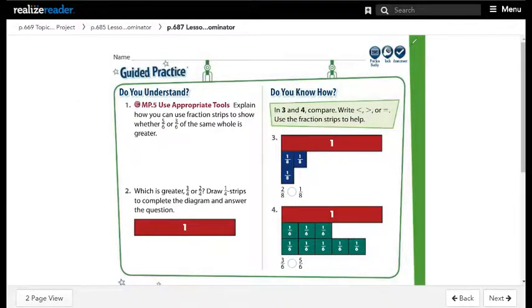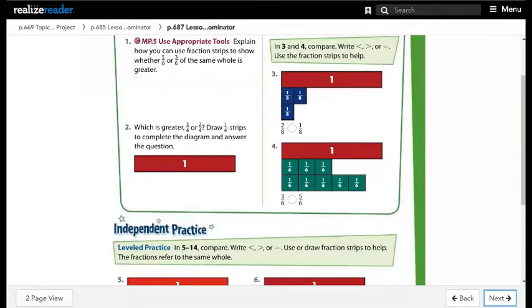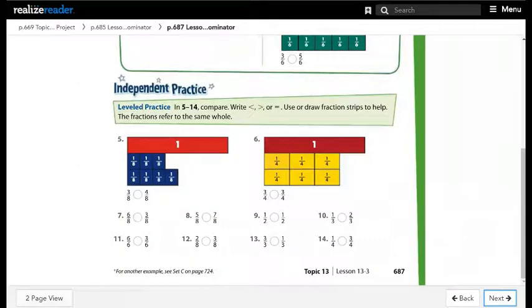Moving to the next questions. For example, I will solve question number 13, 3/3 and 1/3. Both of them have the same denominator, but 3 is greater than 1, so 3/3 is greater than 1/3. Let's move to the next page.